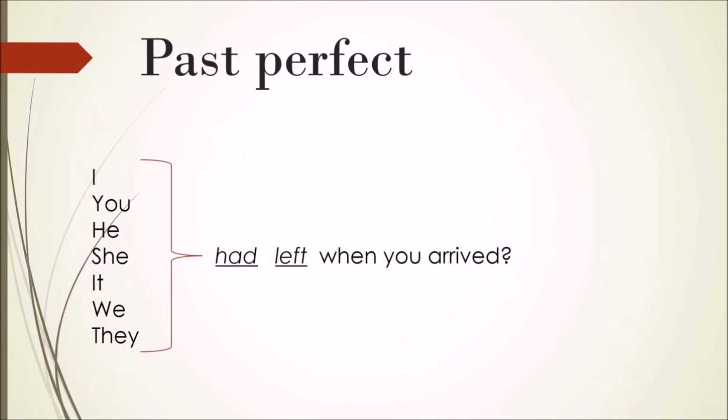Now, if I want to make a question, we said that informative questions in English start with the helping verb. So I will put the helping verb at the beginning. Had he left when you arrived? So the same formula: helping verb, subject, main verb, and the remaining part of the sentence.